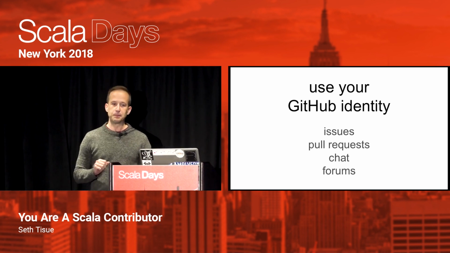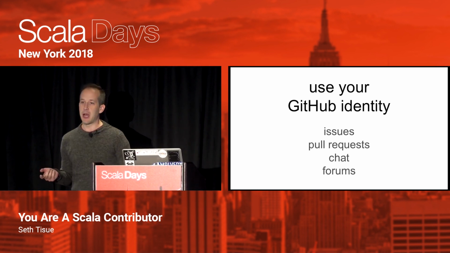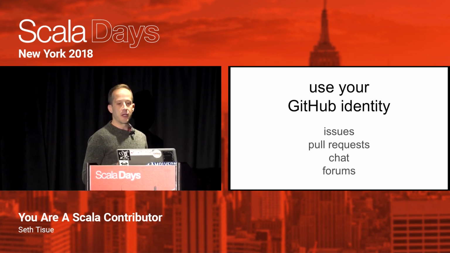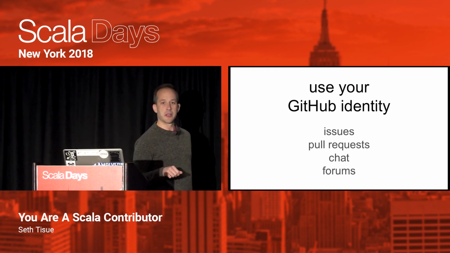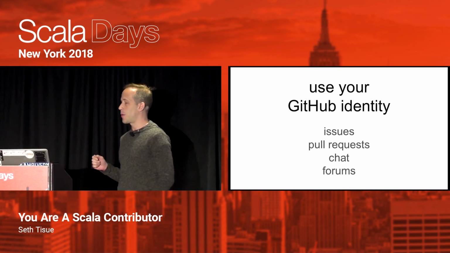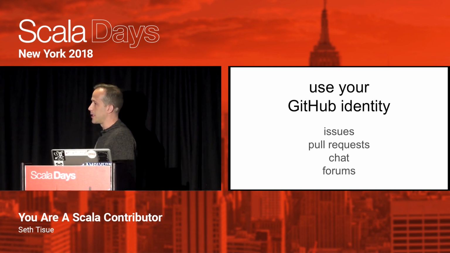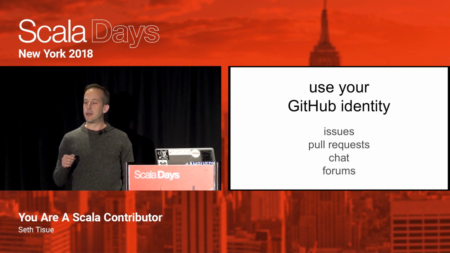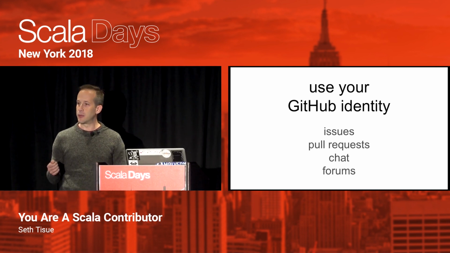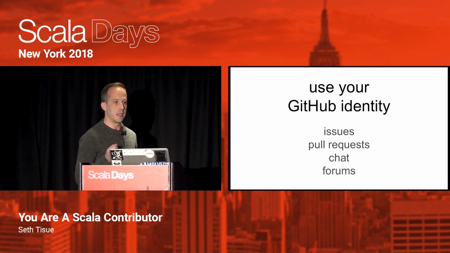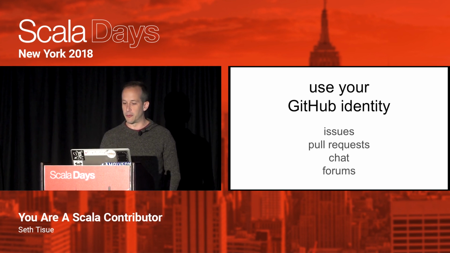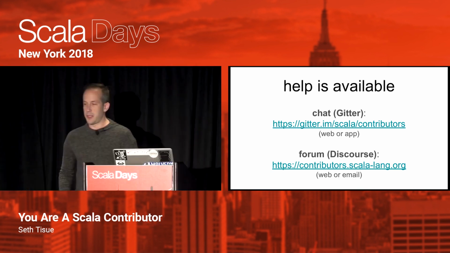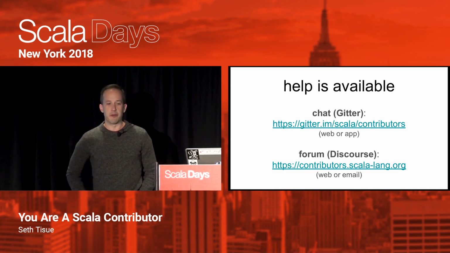This is much easier. Signing up for a GitHub account is free and only takes a minute or two. Once you have a GitHub account, you can comment on and open issues and pull requests. Your GitHub login is also now the credentials that you can use to participate in the Scala contributors chat room and in the Scala contributors web forum. These are the URLs for that chat room and that forum.